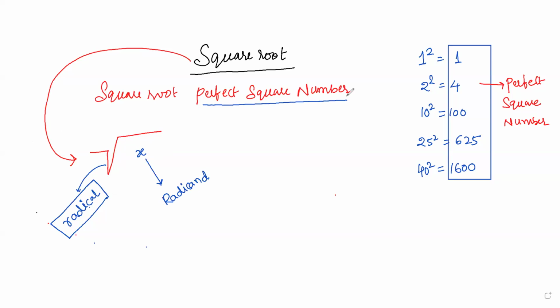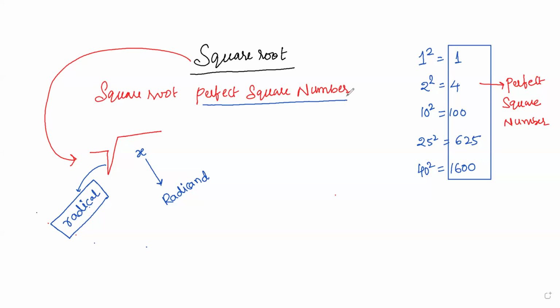Got my point? Is this clear for everyone? Is there any doubt? No, very good. Actually, how do you define a perfect square number? A perfect square number we can obtain when we square an integer. Suppose you take any integer and square it. Whatever result you obtain, those numbers are perfect square numbers.